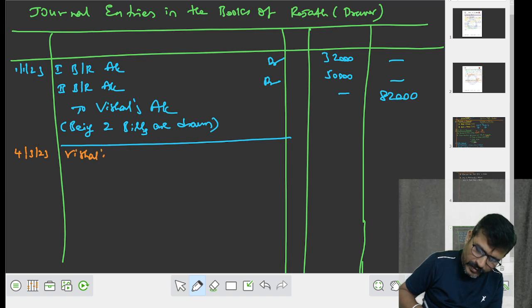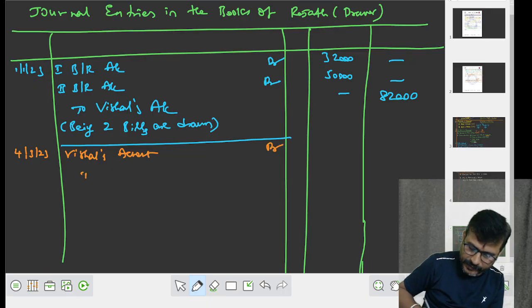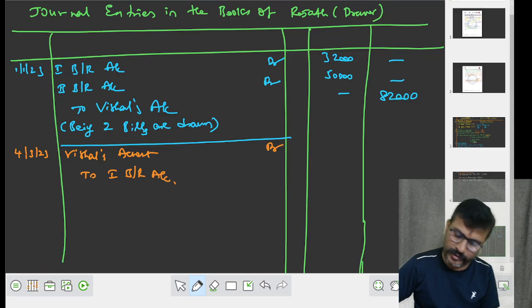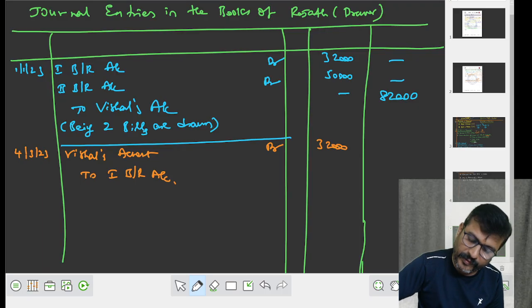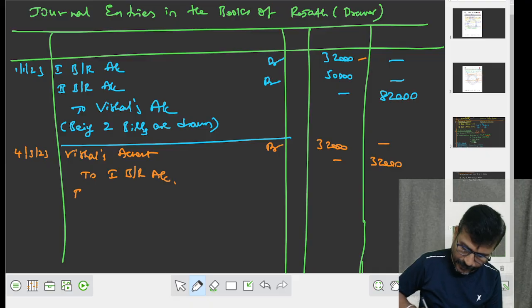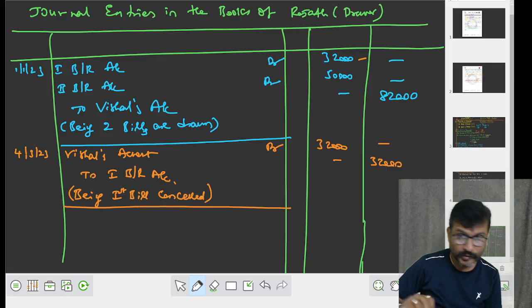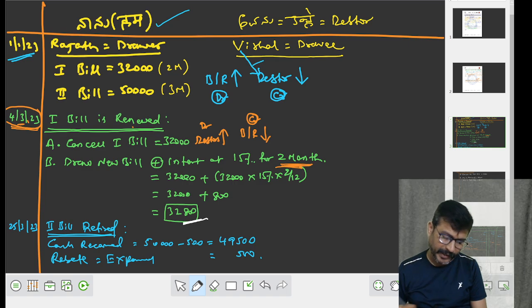Vishal's account debit to first bill's receivable account. How much amount? See, the first bill amount is 32,000. Being first bill cancelled. हो गया कैंसिल. बाद में क्या किया आपने?